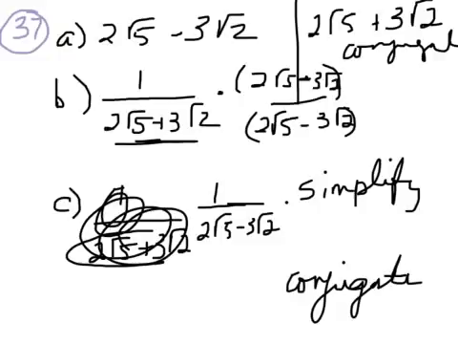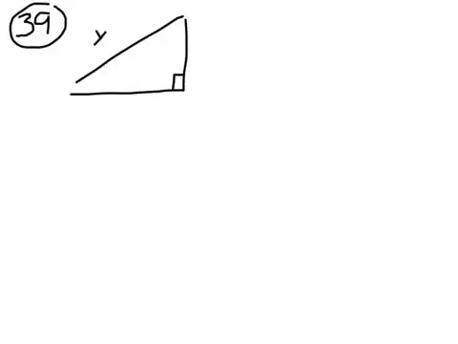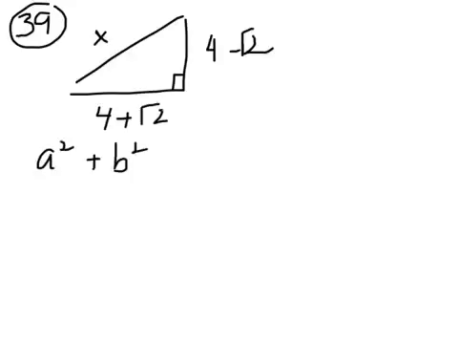Do you want to do 39? 39, you got the Pythagorean theorem. And you got x on this side. And you got 4 plus square root of 2. And you got 4 minus square root of 2. And they're wanting you basically to find x. Well, the Pythagorean theorem is that you take the two legs and you square them and add them, and that's equal to the hypotenuse squared. And my hypotenuse here is x.